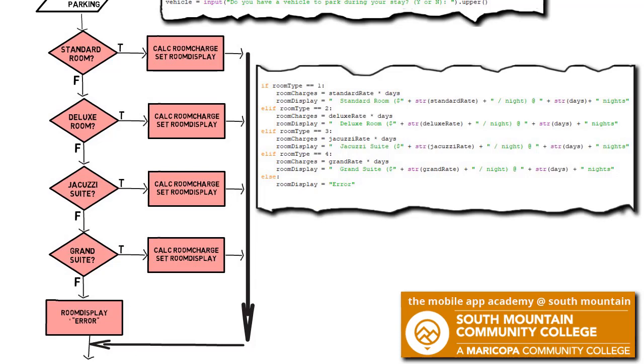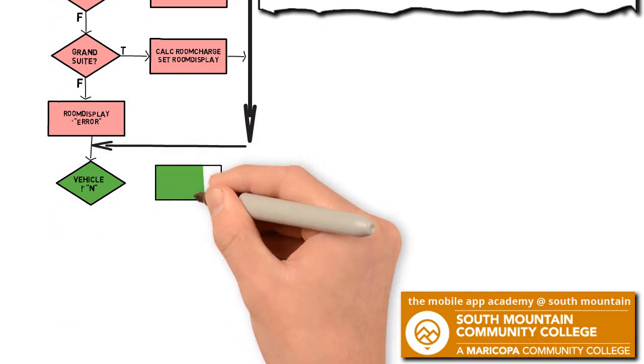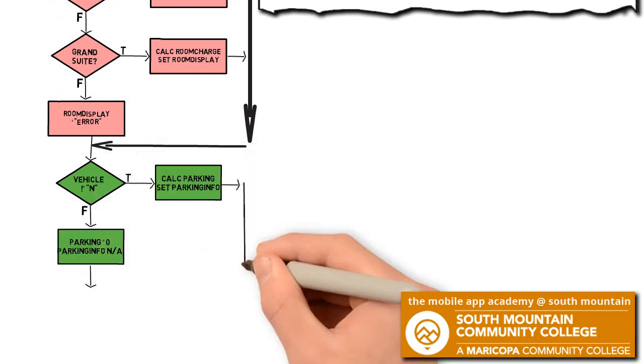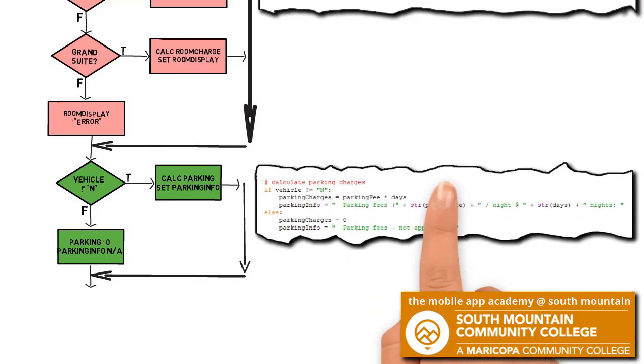Now we're going to use another if-else structure. So this is a sequential structure after our first one. And here we're going to check to see if the user is parking a car or not, and then set the parking charges, and also some information that will be displayed in the output. That's our parking info variable. Let's take a look at that code.